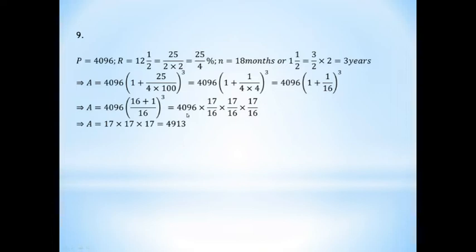After simplifying, you will get 4096 is just equal to 16 to 16 to 16, so we can cut down it all. Then the remaining will be 17 to 17 to 17. If you multiply 17, 17, 17, you will have 4913. That will be the amount and the answer for this question.